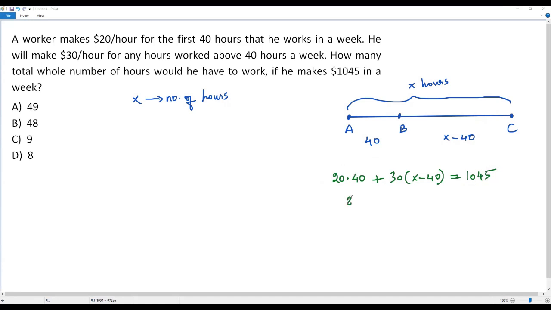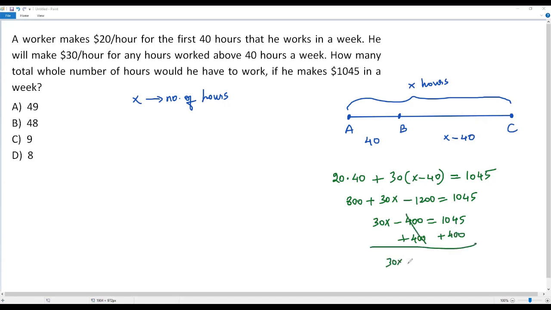20 times 40 is 800. We can distribute 30 to X, then we get 30X. Positive times negative is negative. 30 times 40 is 1,200 equals 1,045. When I combine 800 negative 1,200, I am getting negative 400. On the right side, we have 1,045. Let me add 400 to both sides of the equation. Then this negative 400, positive 400 will cancel out. I am getting 30X on the left side. On the right side, we get 1,445. Now let me divide both sides by 30.